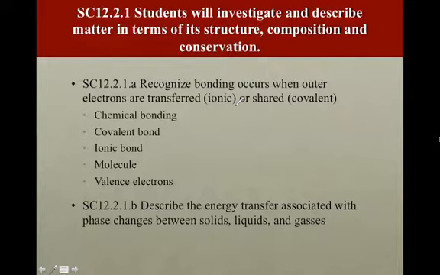So the standard states that students will investigate and describe matter in terms of its structure, composition, and conservation. And then just like in standard 1, we have A through whatever to show how you meet that standard. So the first one is recognizing bonding occurs when outer electrons are transferred or shared. Chemical bonding has to do with the valence electrons, and they can be either transferred or shared.